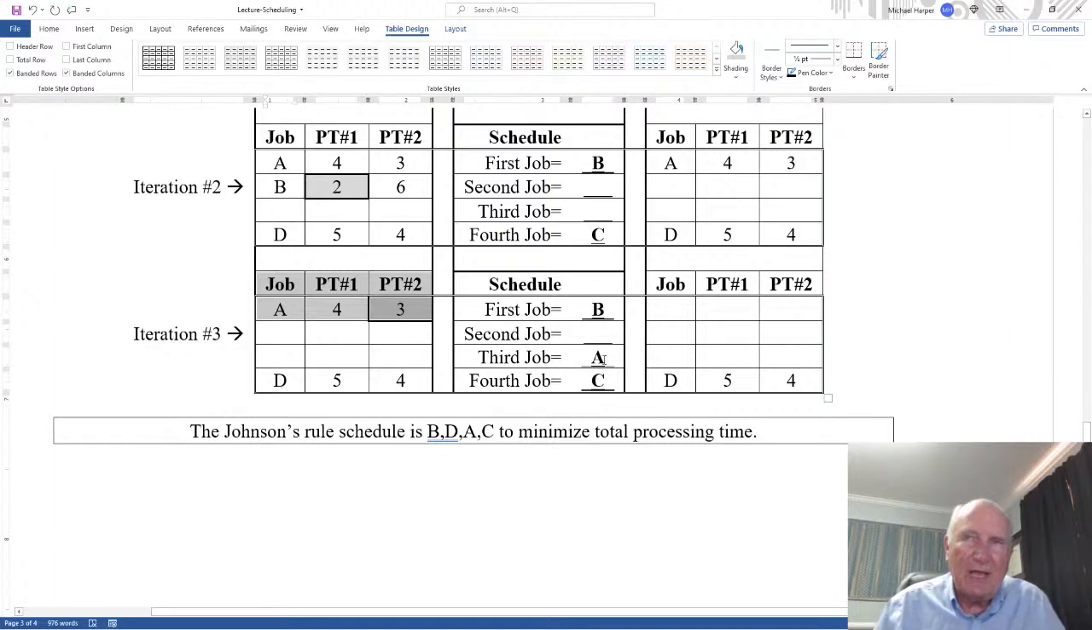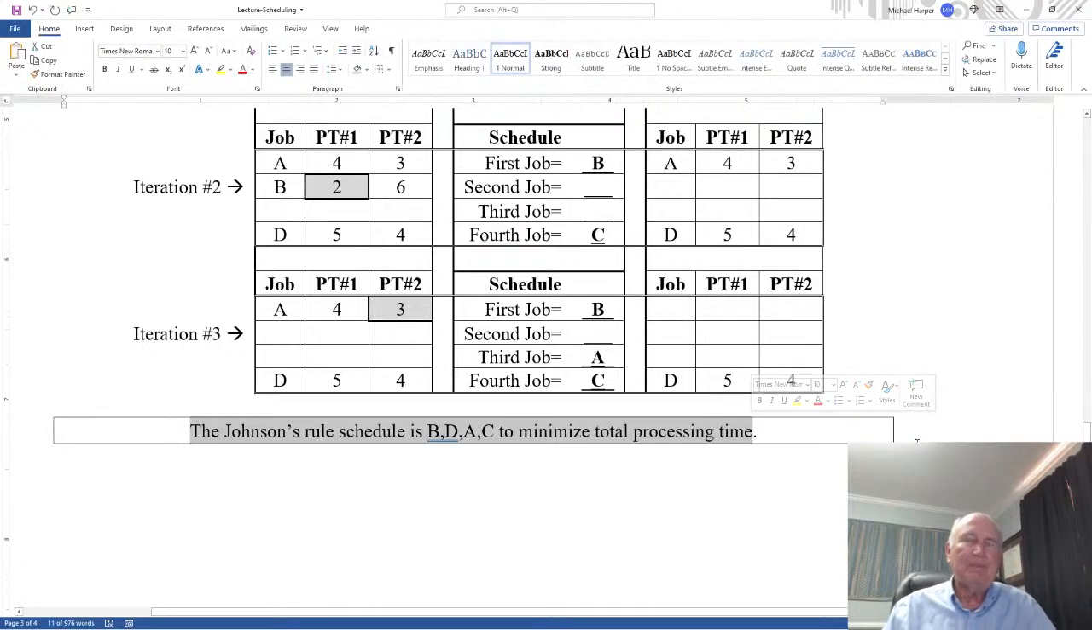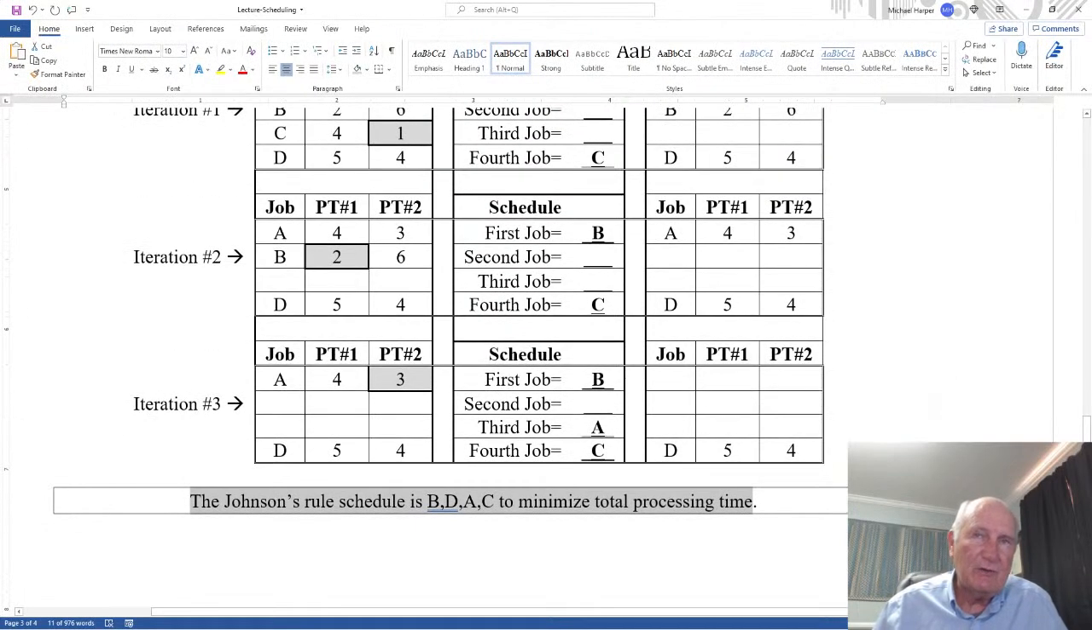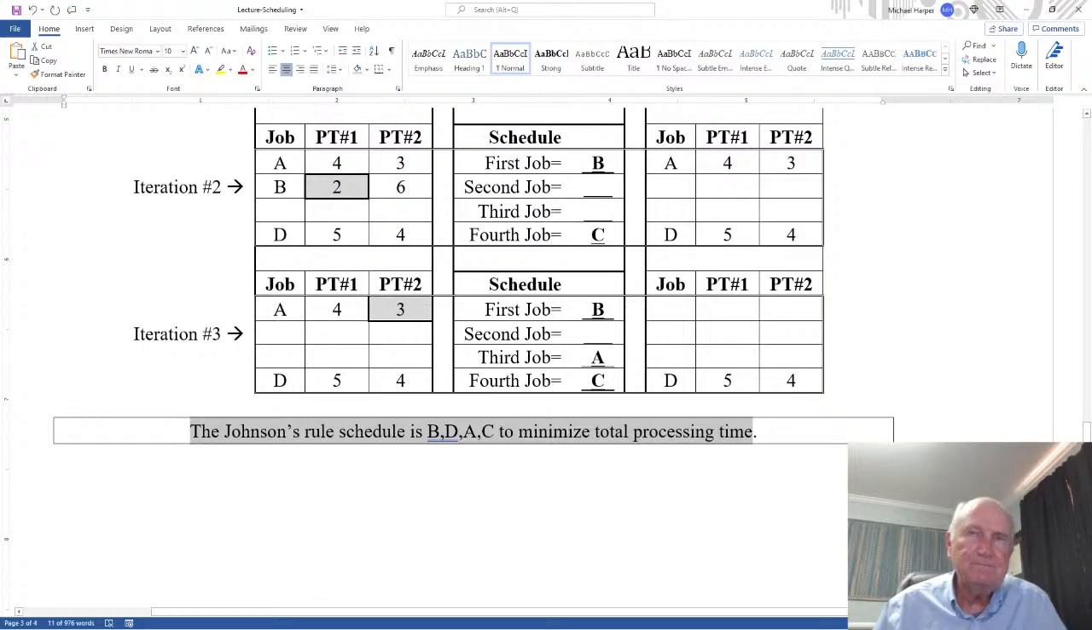So now that I've scheduled A, step 3 says eliminate A. You only have 1 job left, 1 space left. So then BDAC, the Johnson rule scheduled in as BDAC to minimize the total processing time. And that's Johnson rule algorithm, Johnson rule concept.